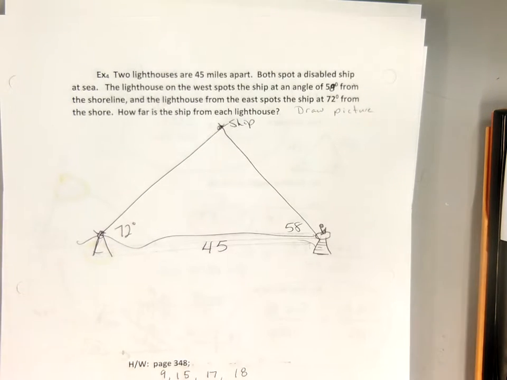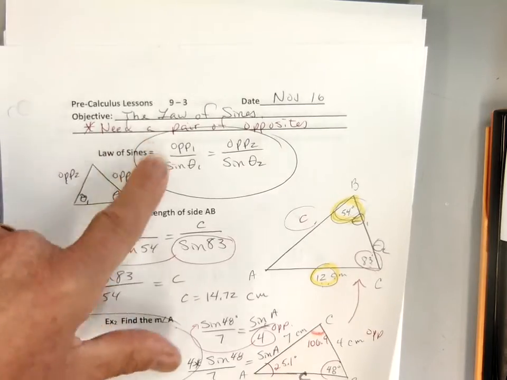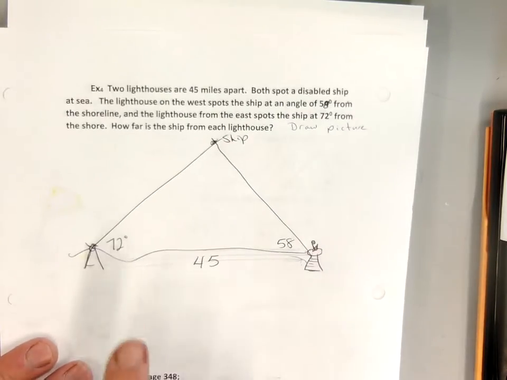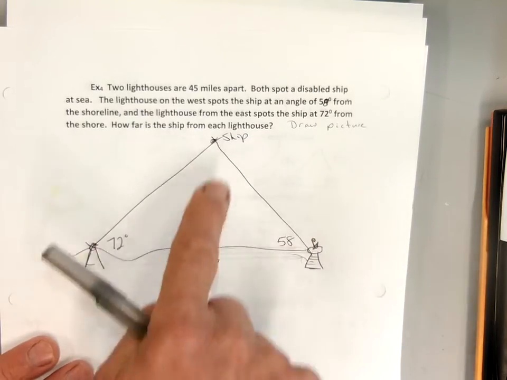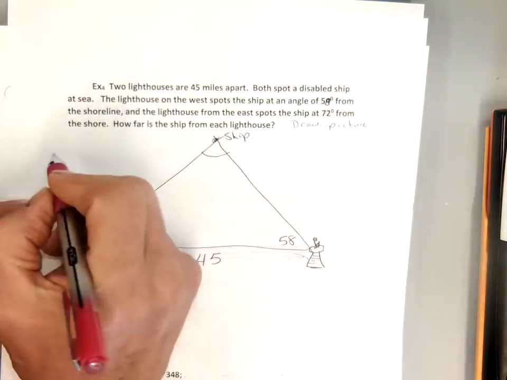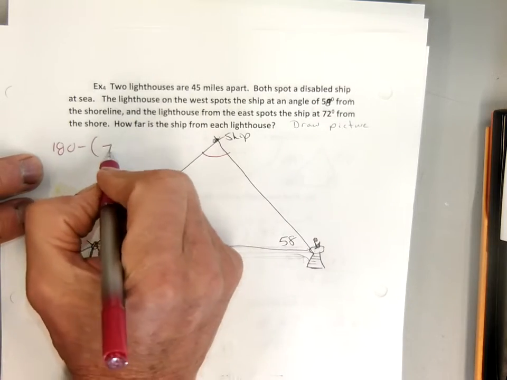Now, here's the thing. You have to have a pair of opposites. You cannot use law of sines unless you have a pair of opposites. Well, I don't have a pair of opposites. But I think I can find that angle. So let's find the ship angle. That's easy: 180 minus the sum of these two angles.